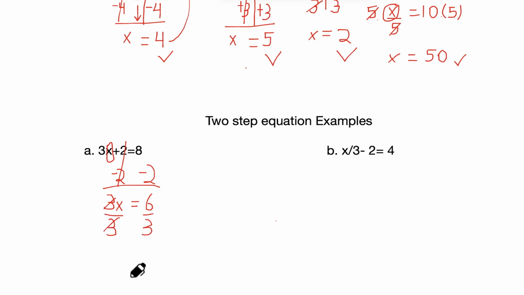So 3 divided by 3 is 1. 1 times x is x, equal 6 divided by 3, which is 2. Okay, so again, just like our previous problem, we can plug this x value in our x variable right here and see if our right hand side is equal to left hand side. So 3 times 2, which is 6, 6 plus 2, is that equal to 8? Yes, it is, right? So 2 is the solution of this equation.